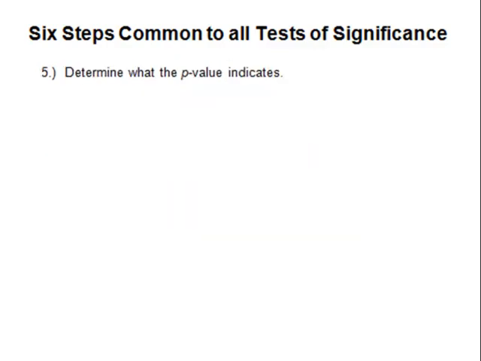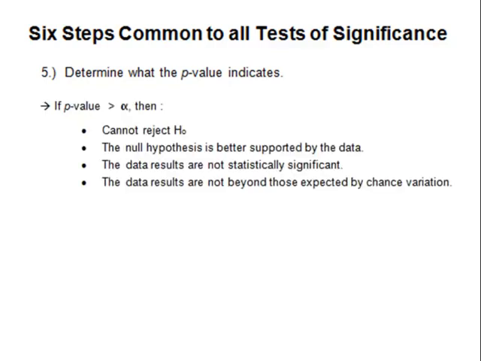Number 5, determine what the p-value indicates. If the p-value is greater than alpha, then we cannot reject the null. The null is better supported by the data. The data results are not statistically significant. The data results are not beyond those expected by chance variation.